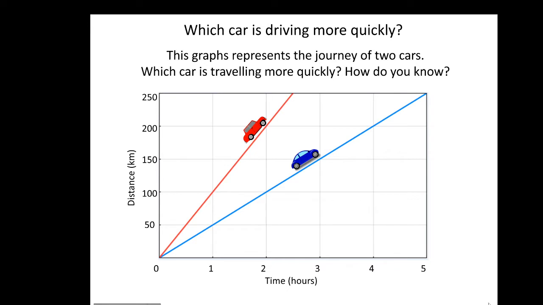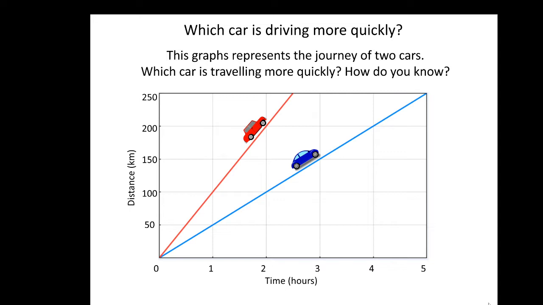There's a picture on the screen, and there's a question. It says, which car is driving more quickly? This graph represents the journey of two cars. Which car is travelling more quickly? How did you know? If you want to, pause the video and have a think, just like we would in class. Which one is travelling faster and why? So pause for a second to have a think about it.